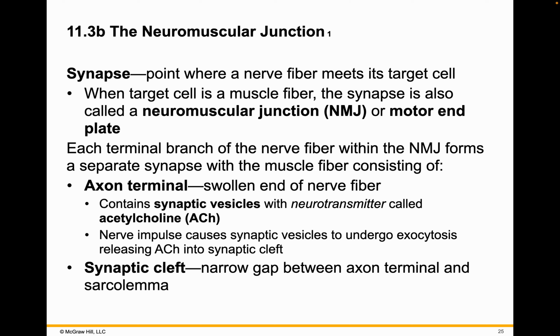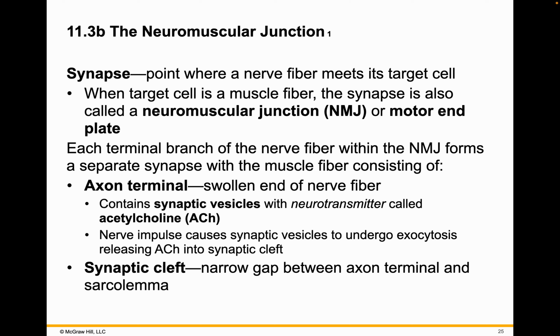The place where the nerve and the muscle come very close to each other, since they don't actually touch, is called the neuromuscular junction. It's an example of a synapse, a point where a nerve fiber meets its target cell. When the target cell is a muscle fiber, we also call it a neuromuscular junction or a motor end plate. Each terminal branch of the nerve fiber within the neuromuscular junction forms a separate synapse with the muscle fibers.